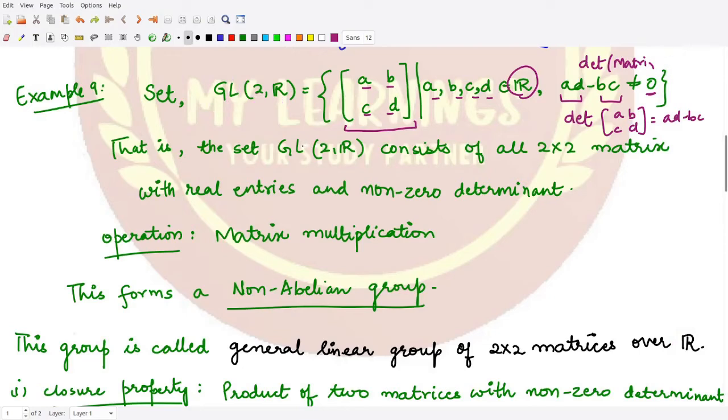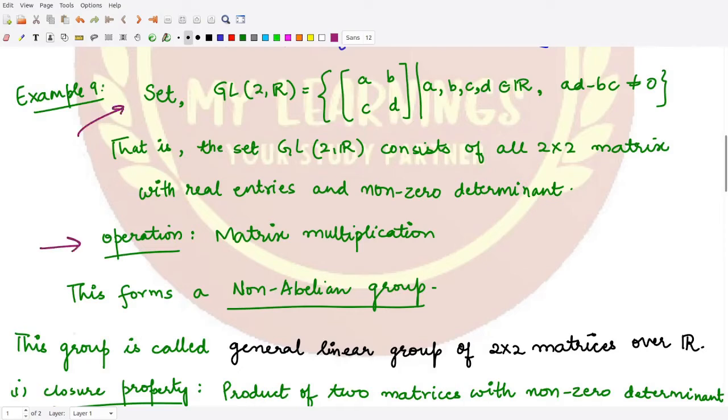Now on this set we can apply the operation of matrix multiplication, because we are dealing with matrices here, right? So this is our operation, this is our set. Now we need to check whether this forms a group or not. So this forms a group, and in fact it is a non-abelian group. What does non-abelian mean? It means the property of commutativity does not hold, right? So let's check how this forms a group.